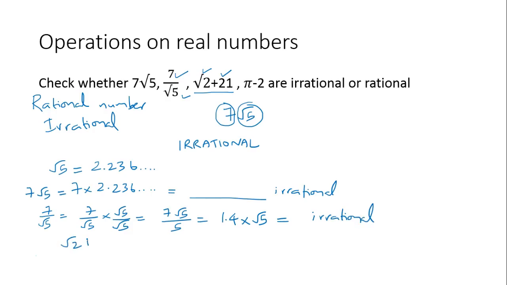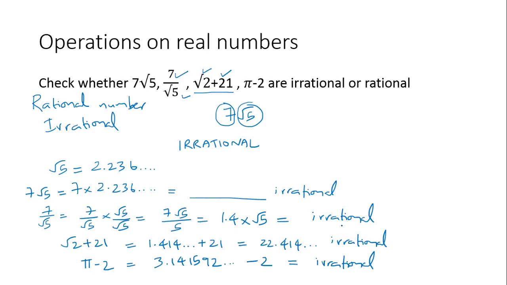If you add root 2 and 21, you are adding a number which goes 1.414 and so on with 21. So you are going to get 22.414 and so on. So this is again an irrational number because the decimal part is going to be non-terminating, non-recurring. You can use a similar reasoning for pi minus 2.